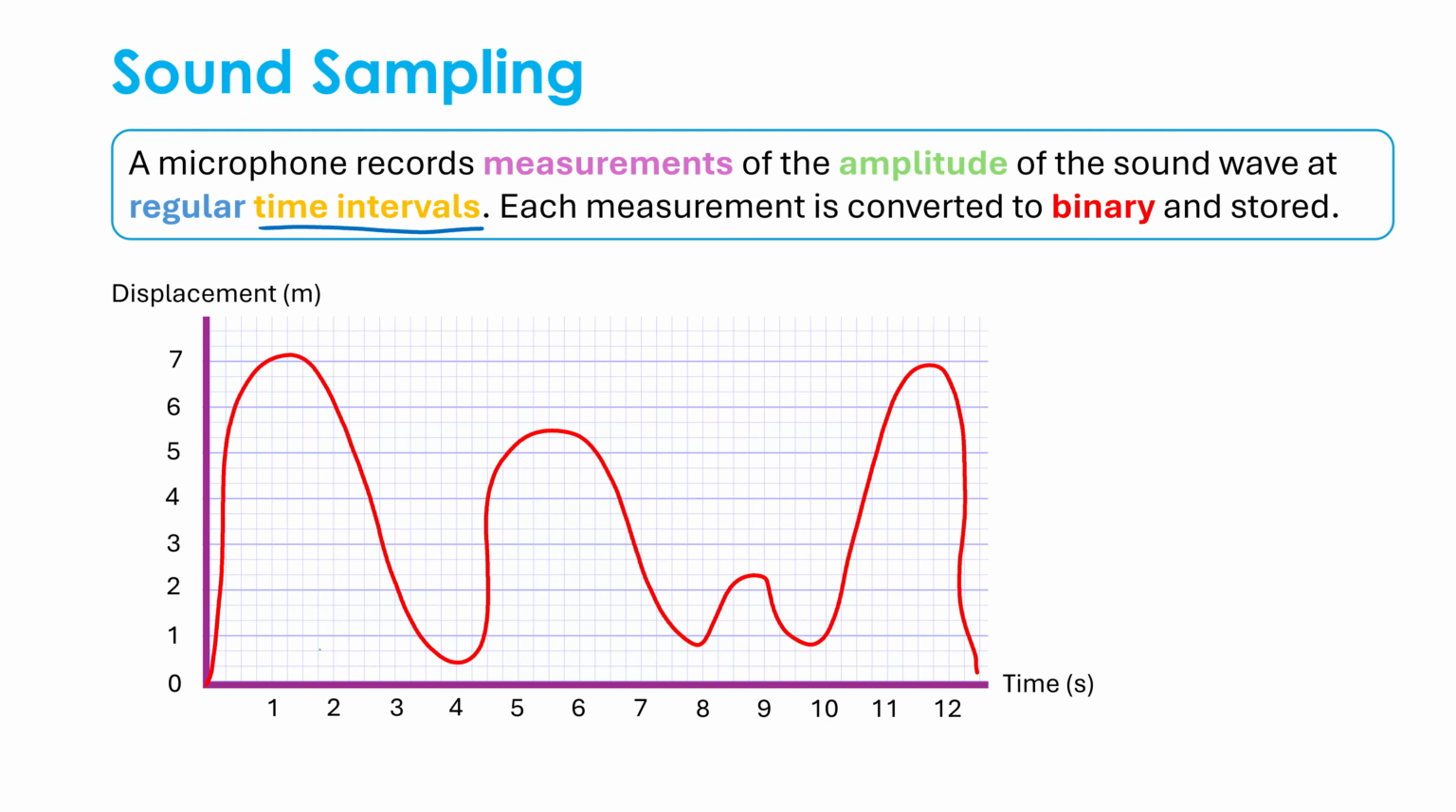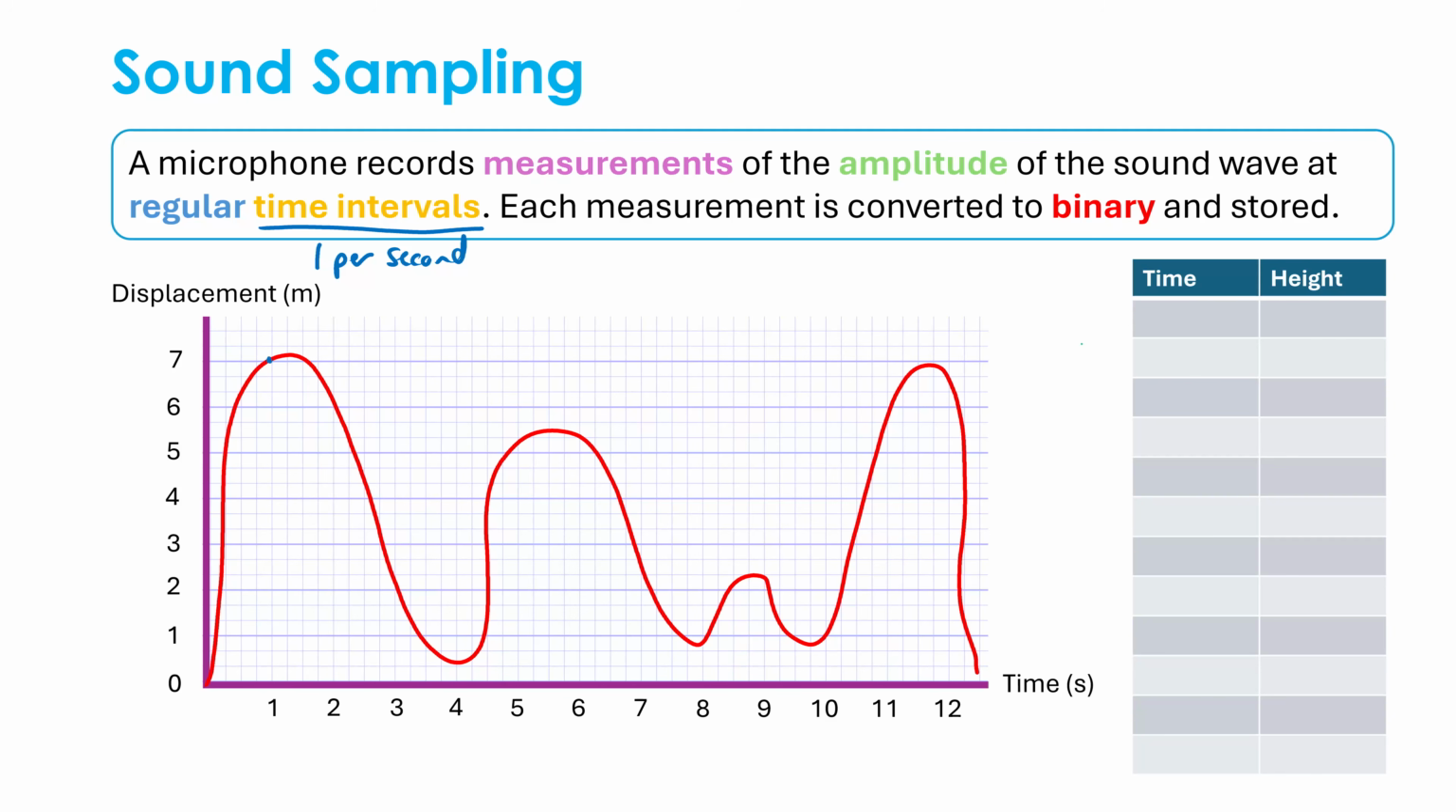Well, let's say I'm doing this once per second. So I'm doing 1 per second. So every second, I'm going to take a measurement of the amplitude. So at 1 second, the height is 7, I would say. So 7 meters. Again, meters is crazy for real sound, but let's just pretend the height is 7. So what I need to do is record that I've taken a sample at 1 second. The height at this point is 7.